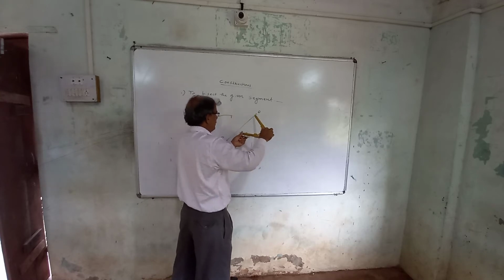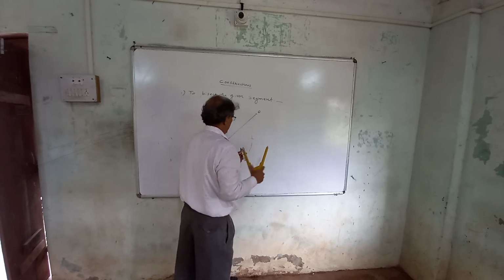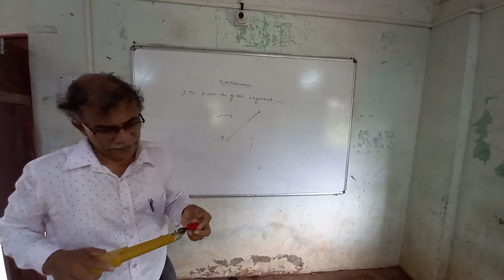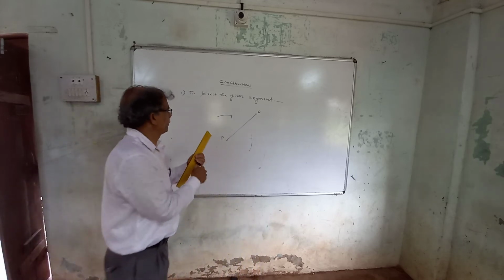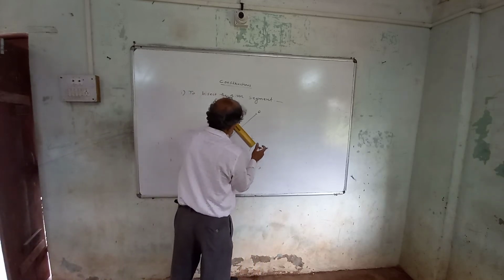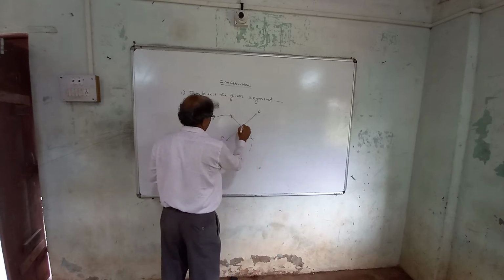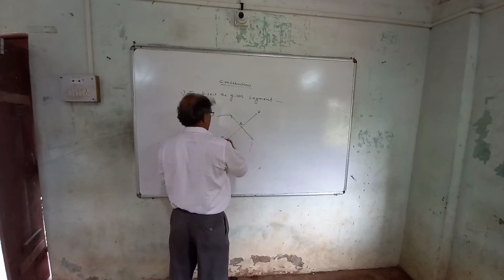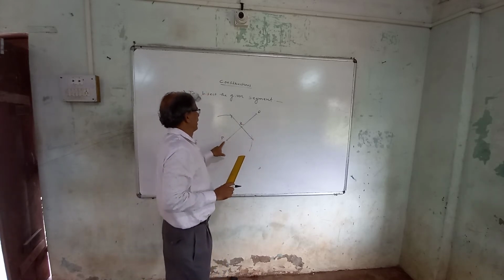Like this here. And then with the same distance, that is important. So like this here. Now what you can do? Draw the segment like this. So this is the point, say R, which divides or bisects the given segment PQ.